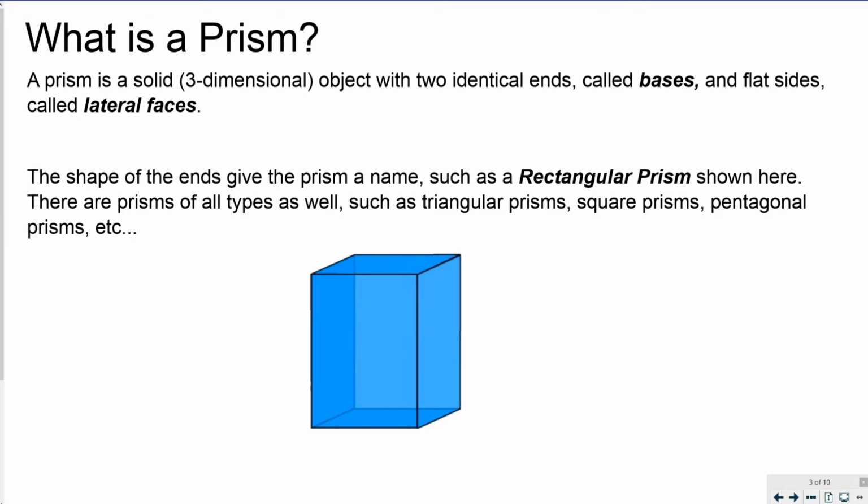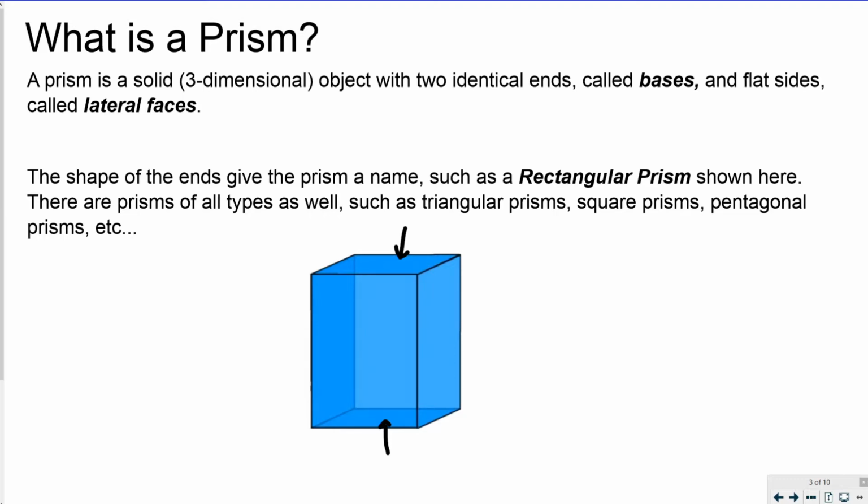So let's first talk about what a prism is. A prism is a solid three-dimensional object with two identical ends called bases. In a rectangular prism, it doesn't really matter what side you call bases, and then it has three flat sides called lateral faces. If you decide that this is the base right here, then it has an opposite base over here. If you decide that this is the base, then you have a base down here as well.